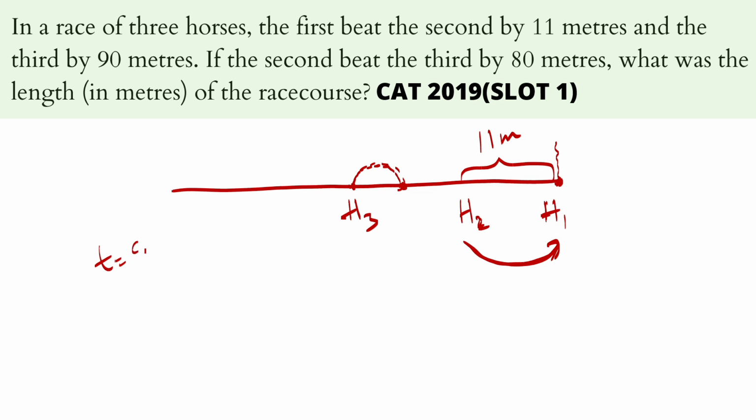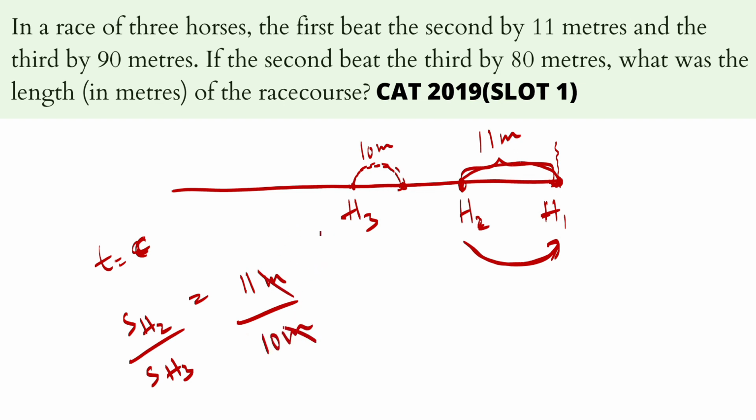Now we know our time is constant, right? If we carefully observe, horse 3 travels 10 meters by the time horse 2 finishes the race. So as time is constant, we can say that speed of horse 2 by speed of horse 3 is equal to the distance. How much did horse 2 complete? The distance traveled by horse 2 is from this point to the finish line, which is 11 meters, and the distance traveled by horse 3 is 10 meters. So meter and meter get cancelled. So 11 by 10, so the difference between 11 and 10 is 1.